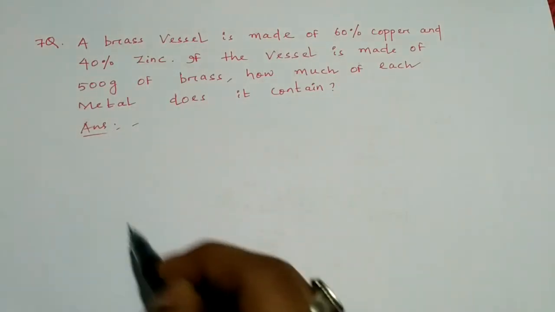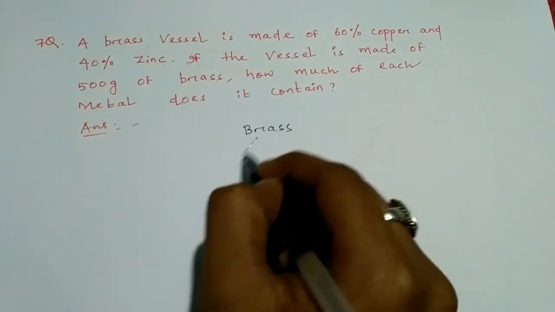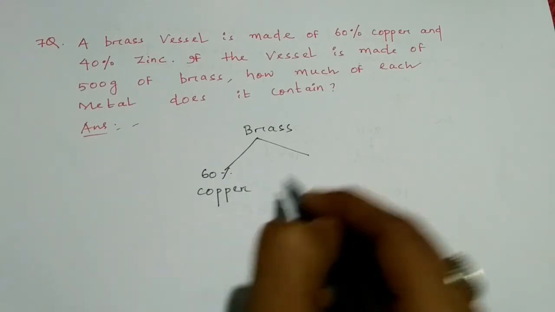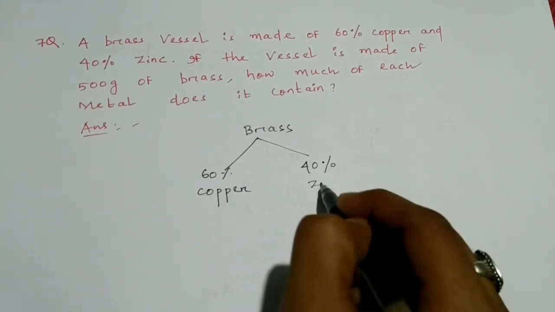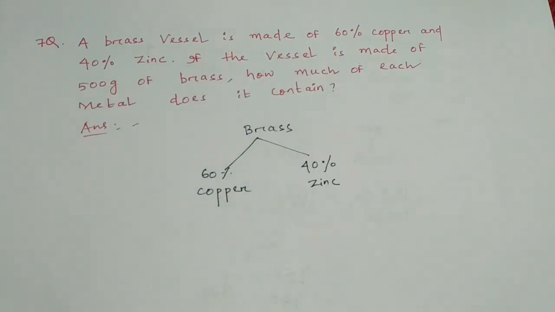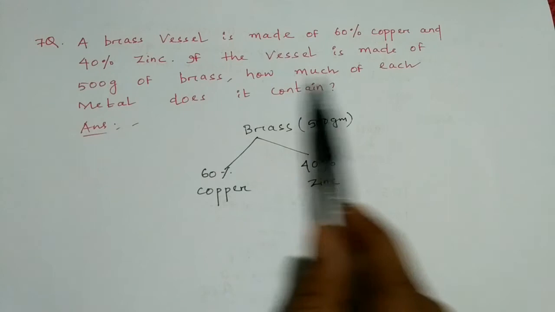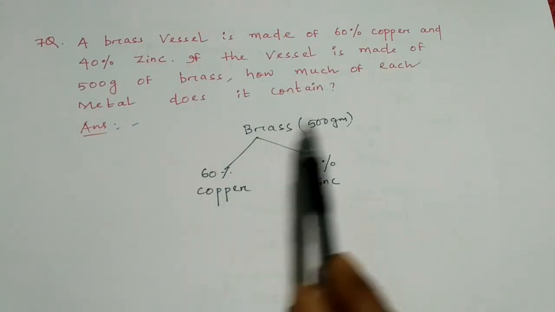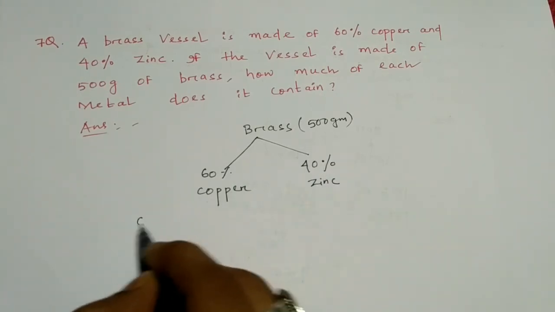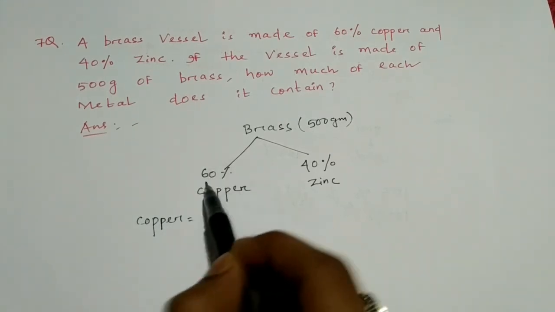Okay, a brass vessel is made up of brass, and it comprises 60% of copper and 40% of zinc. Next is given that the vessel is made up of 500 gram of brass, means total brass is 500 gram. How much of each metal does it contain? Means the total is 500 gram, then copper percentage is 60%. Then what is the quantity of copper? That is 60% of 500.